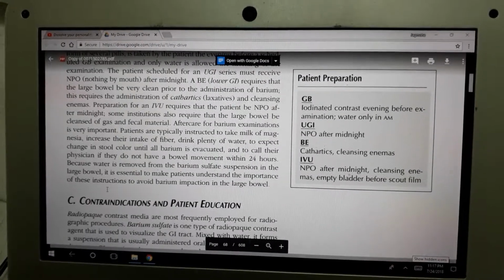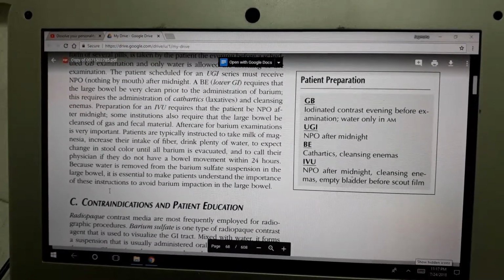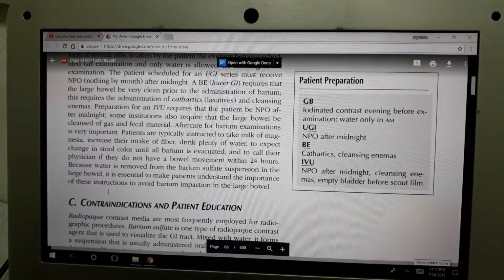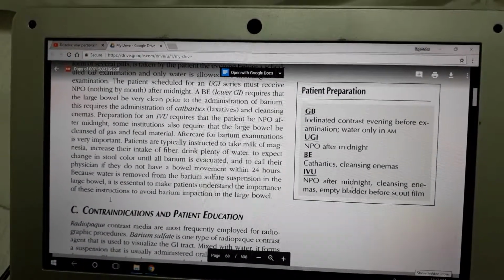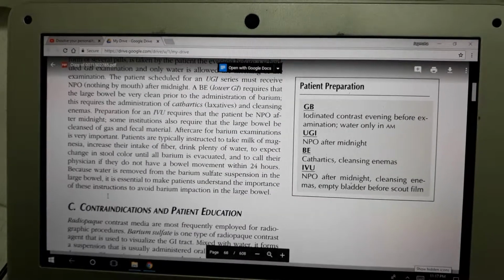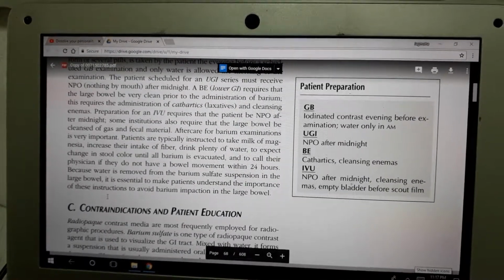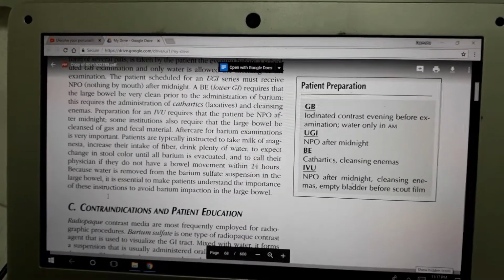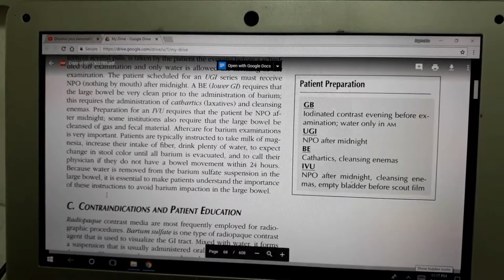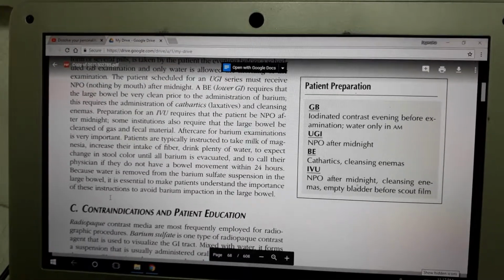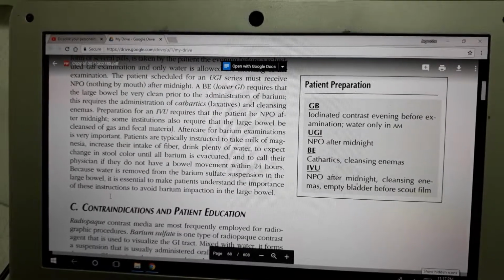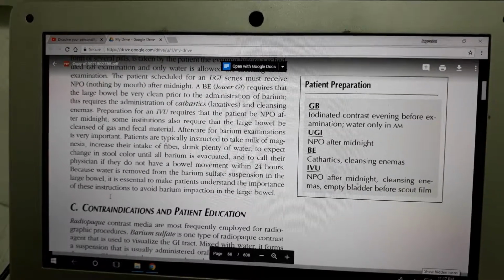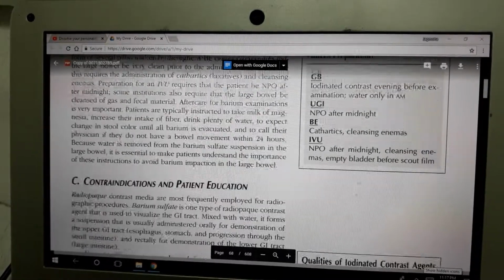Iodinated contrast in the evening before the examination, water only in the morning, and NPO after midnight. Ultrasound, catheter, cleansing enema. IVP, NPO after midnight, cleansing enema, and empty the bladder before the scout film.